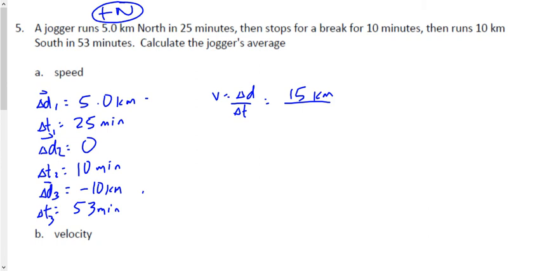Divided by the total time, which is 25 minutes, 35 minutes, 88 minutes? You want to make that hours? You don't have to. We can leave it as minutes if we want, but kilometers and hours sounds better to me. So 88 minutes divided by 60 gives me 1.466 hours. And we divide those two, we get 10.2, or we'll just say 10 kilometers per hour. Make sense? Yep.